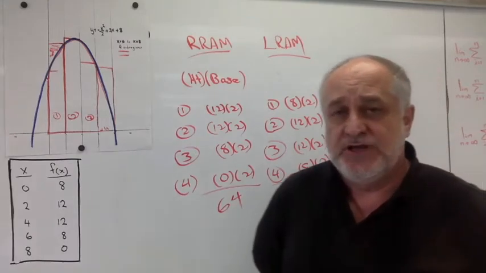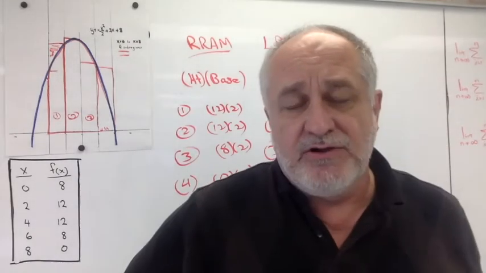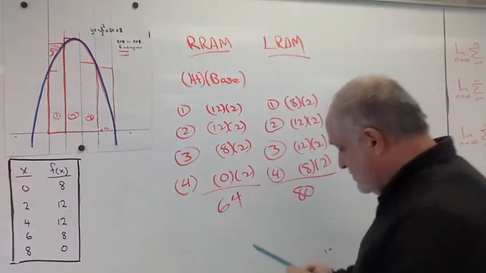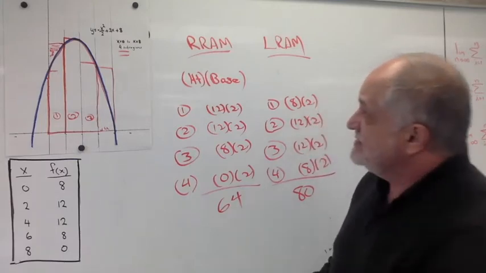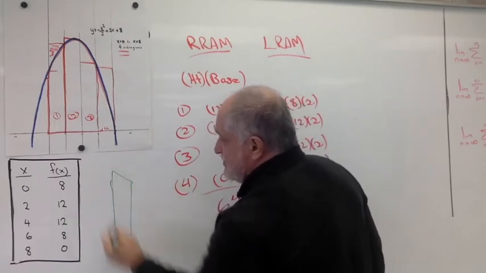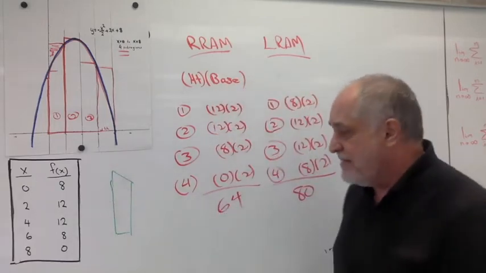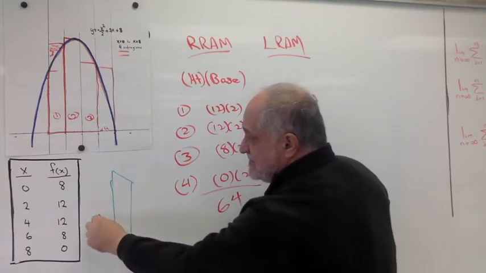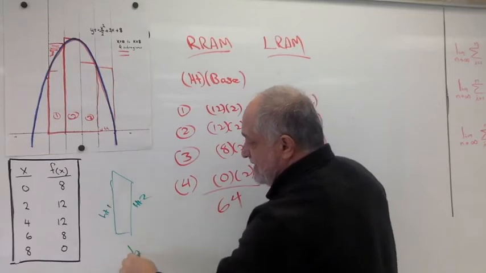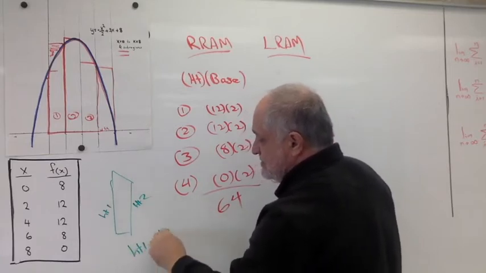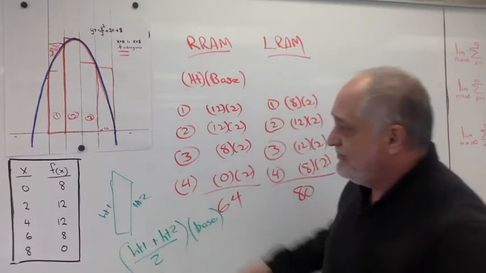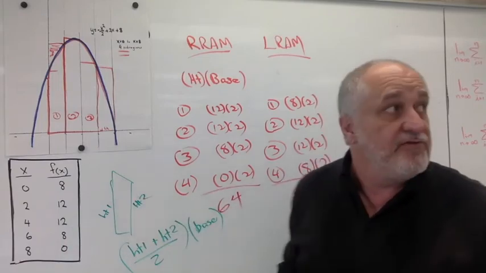These are approximations. There's another type of approximation we're going to do, which is called trapezoidal. Trapezoidal is if you were to, instead of making rectangles, make a bunch of trapezoids to represent the area under the curve. And your area for a trapezoid is you average the two heights. If this is height 1 and this is height 2, the area would be height 1 plus height 2 over 2, times the base.